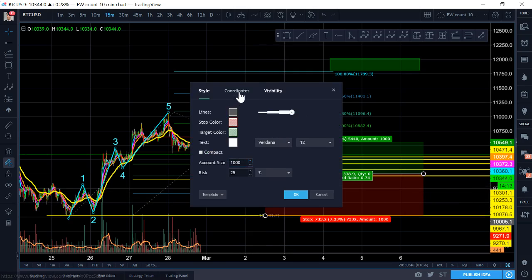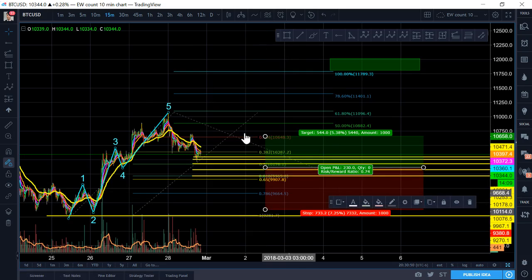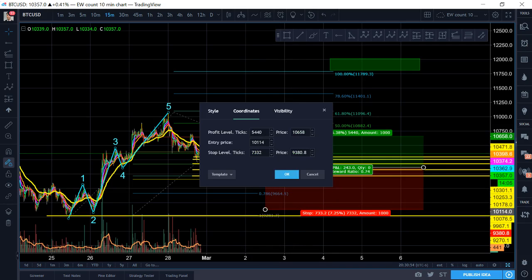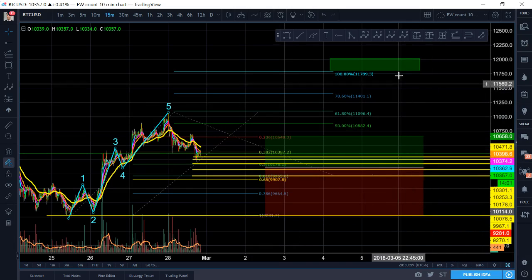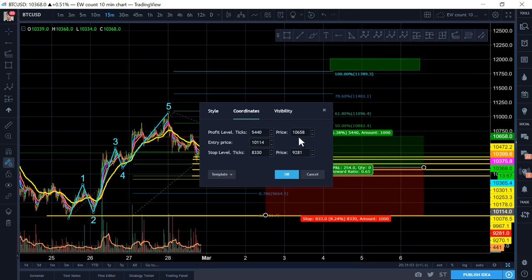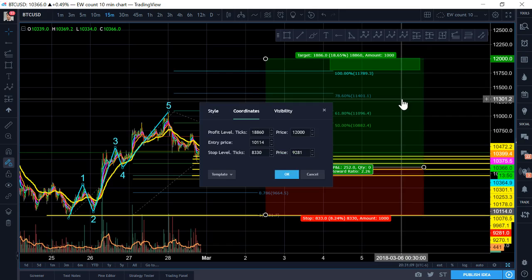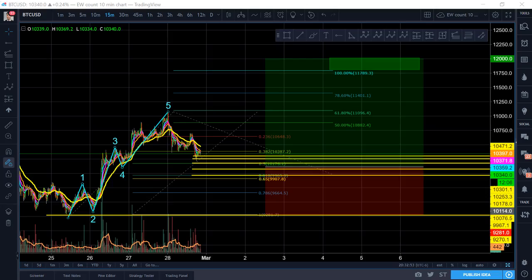I'm gonna enter at $10,114. My swing low position is going to be about 9,281, right? And then my target will be roughly 12K, literally 12,000. Okay, and now what do we get? We get a risk to reward ratio of 2.26.